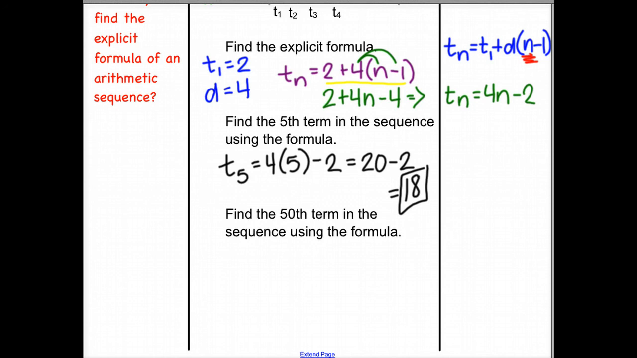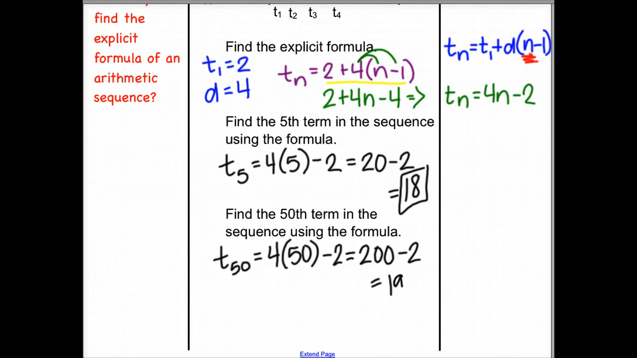So now I want to find the 50th term, so t sub 50. That means I'm going to take 4 times n, which in our case is 50, minus 2. Well, 4 times 50 is 200, minus 2 gives me 198.